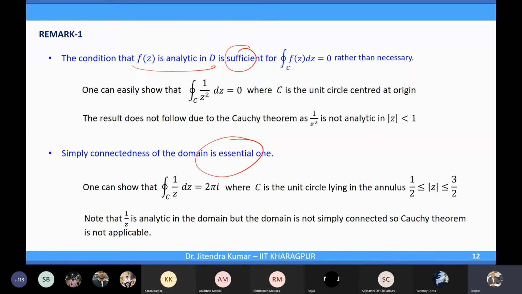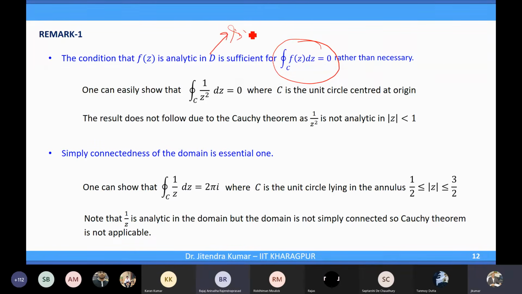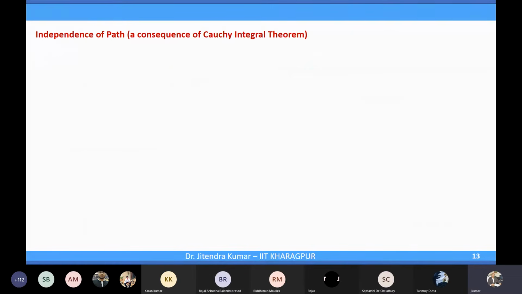But by remark 1, if f(z) is analytic in D, then automatically the integral of f(z) dz should be 0, no? But in remark 1, D is a simply connected domain. Okay, then this is true. That is the result of Cauchy. Now I am coming to the point: independence of path, a consequence of the Cauchy integral theorem.